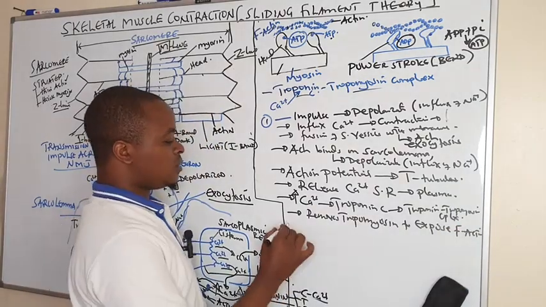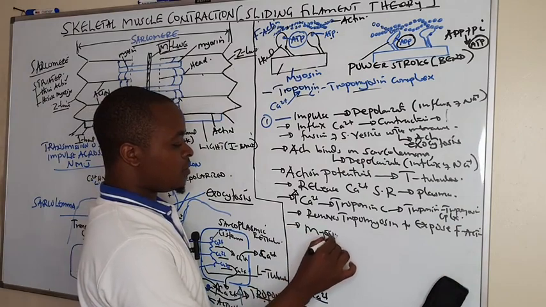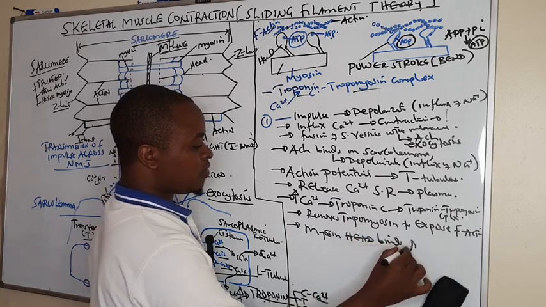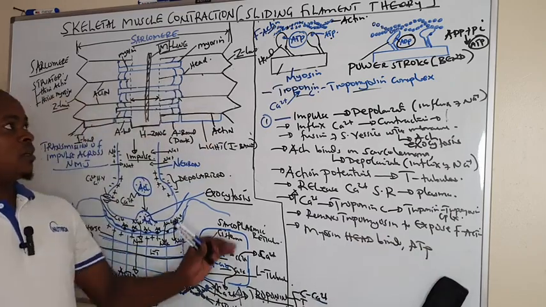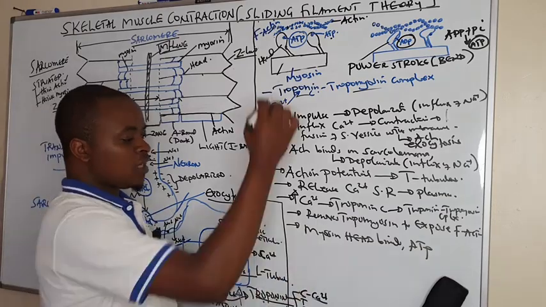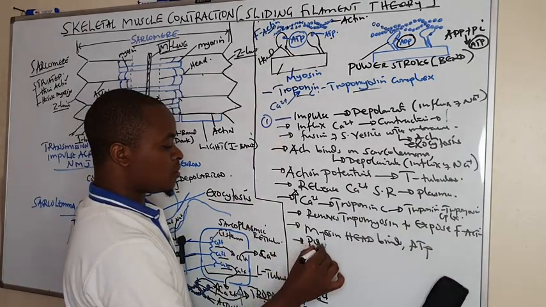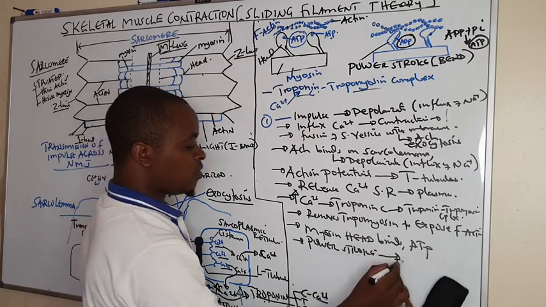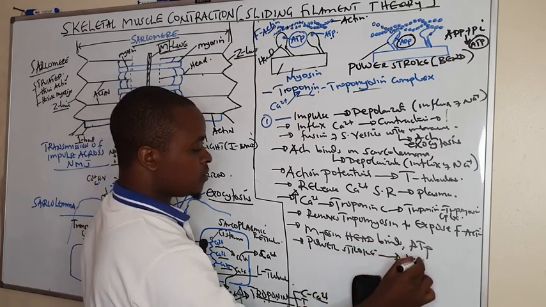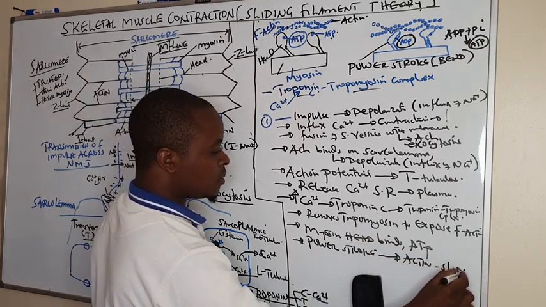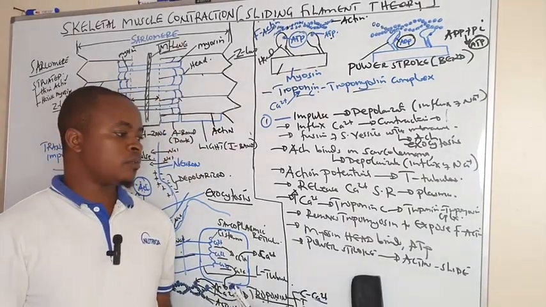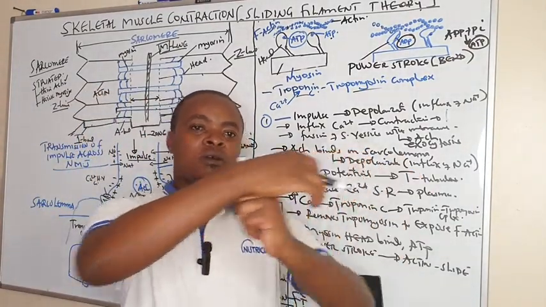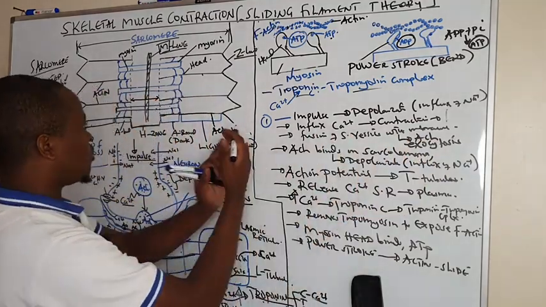And when they are exposed, the myosin head comes and binds in the presence of ATP, as we have seen. After binding, it creates a power stroke, and this power stroke causes the actin to slide past the stationary myosin. It keeps binding, forming a power stroke, pulling. Binds, power stroke, pulls. And that is what we call muscle contraction.